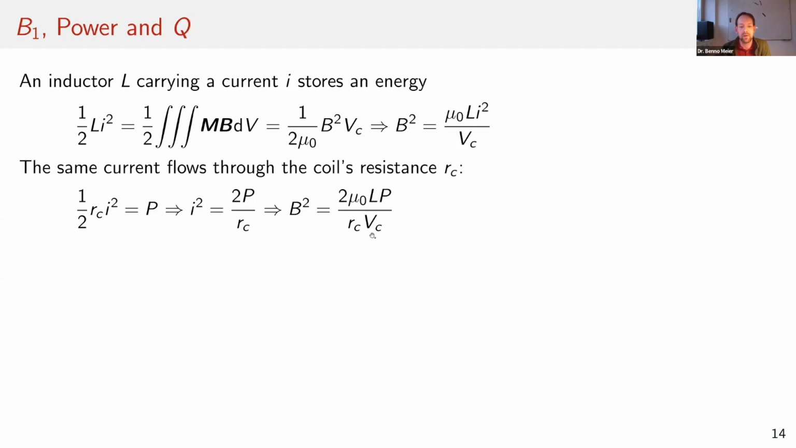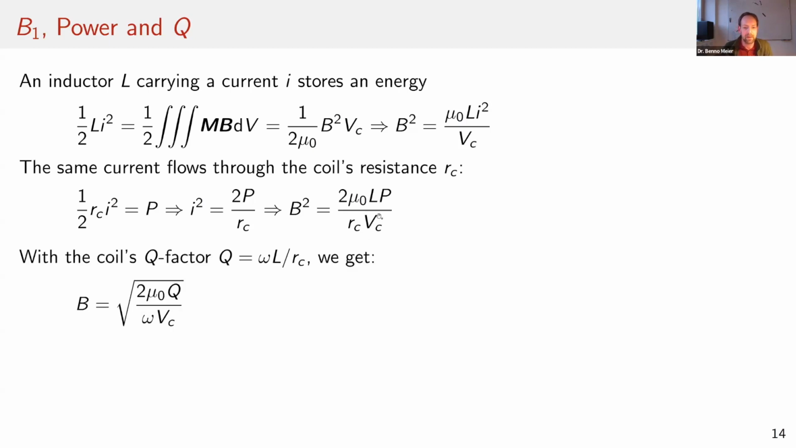So now I can write my magnetic field as 2 mu 0 L P divided by the coil's resistance times the coil volume. Okay, so now we introduce here the coil's Q factor, Q, that's omega L over R_C, and we can then write the magnetic field like this. And we do that because the Q we can readily measure. The inductance is not, let's say, so easy to measure, but the Q we can measure. And so then we get this B here, that's 2 mu 0 Q divided by omega times the coil volume, and the square root.